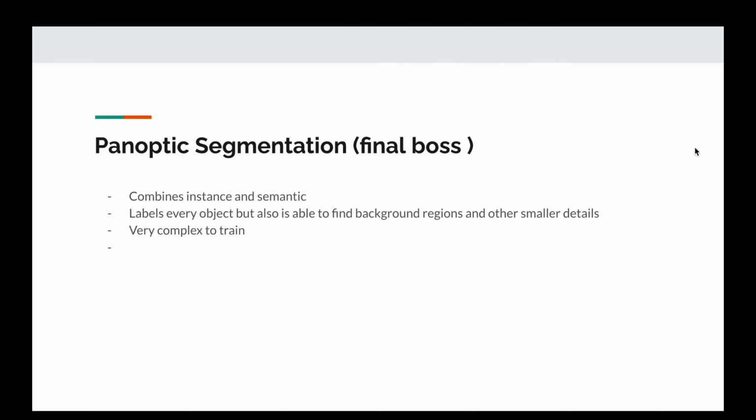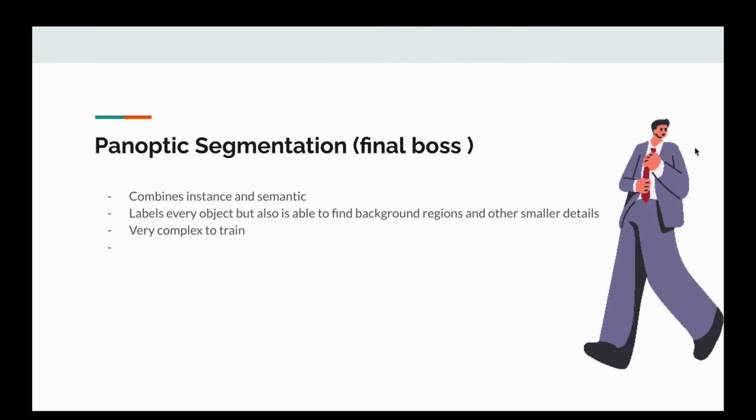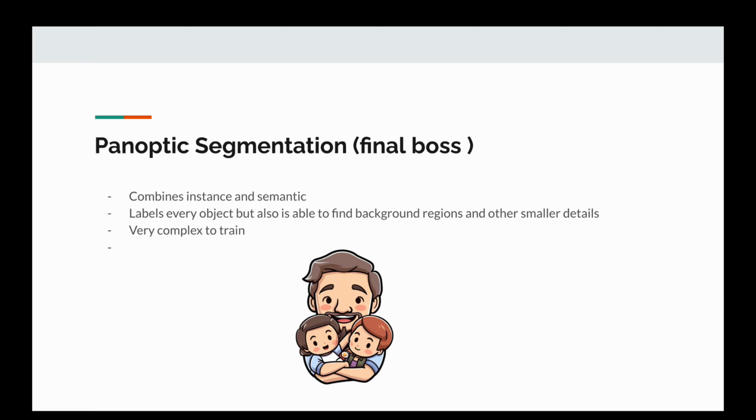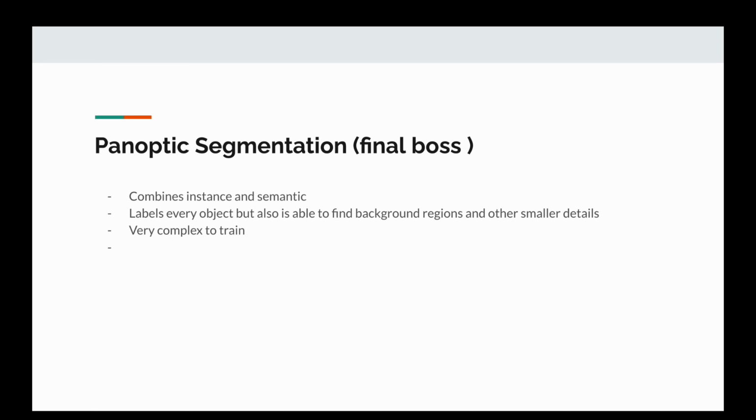And then we have panoptic, which is the final boss. It's kind of like the parents of instance and semantic, where it just combines them. It can label every single object, but it's also able to find background regions and other small details. But this one's also very complex to train because it requires way more data.